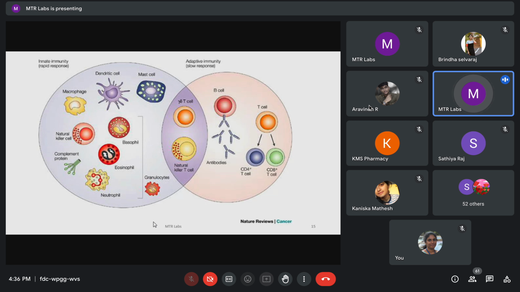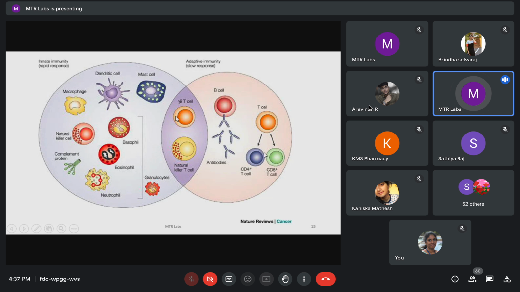So this is a combination or a gist of whatever we have seen now. Innate immunity is the rapid response. Adaptive immunity is the slow response. So these are the cells involved in innate immunity, and these are the cells involved in adaptive immunity. But you can see there are two types of cells which are a bridge between the innate and adaptive.